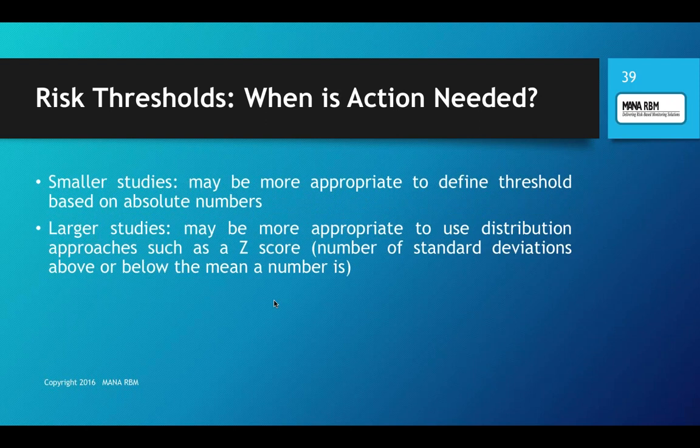For smaller studies, it may be important to define thresholds based on an absolute number, because you may not have enough subjects at each site. But in larger studies, what we recommend is using something such as a z-score. This is the number of standard deviations either above, which is a positive z-score, or below, which is negative.